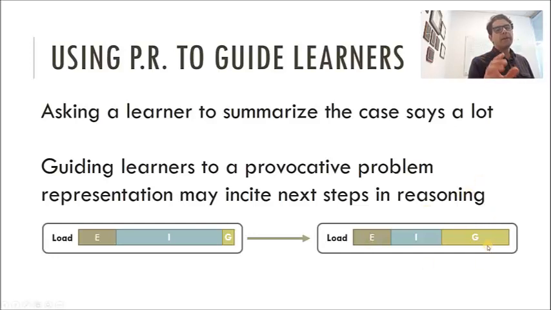Germane load is freed up, and you can start having them think about their thinking, start putting some of what they're thinking into their long-term memory, and that's where the real learning happens. So problem representation is very helpful in these 2 ways. It allows you to assess your learners and see how they're thinking about a case. But if you can give them provocative problem representations when they're struggling, it gives them a launching point. You've simplified the task, you've reduced their intrinsic load, and they can start to think a little bit more carefully.